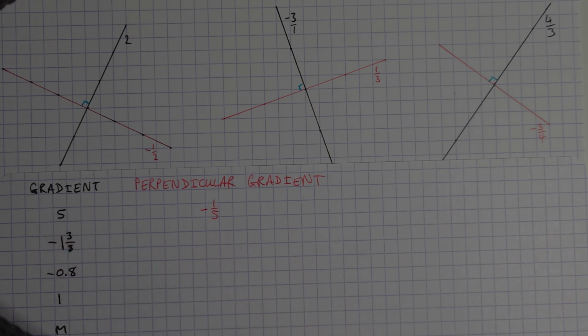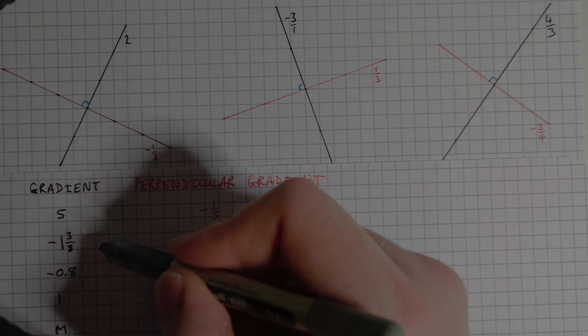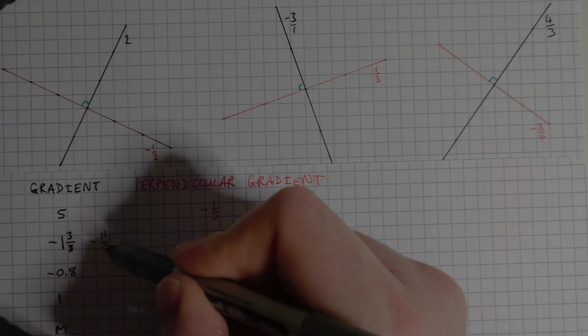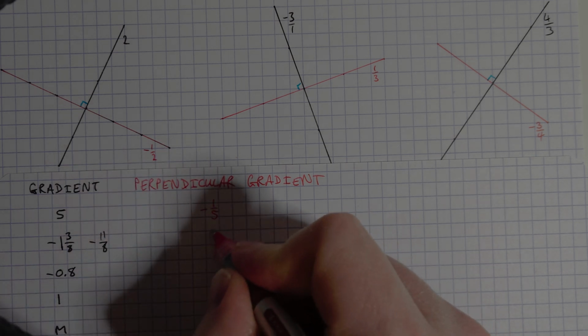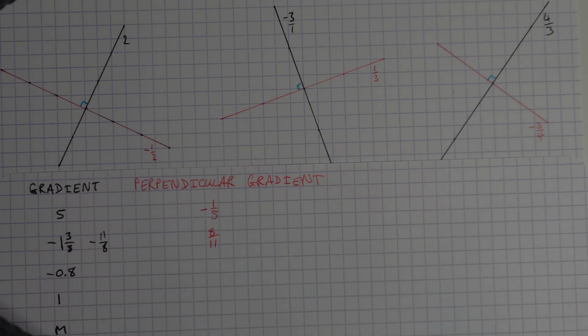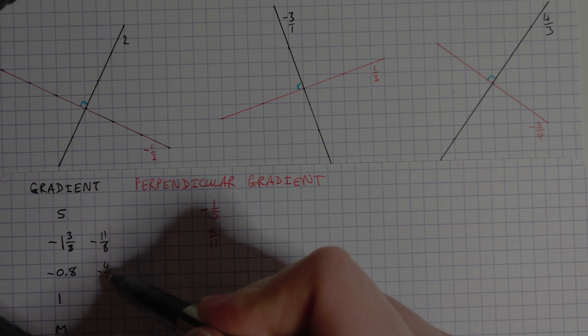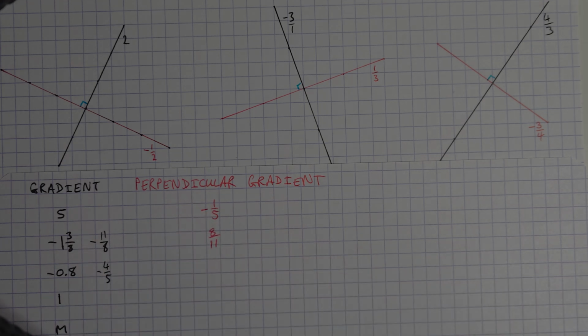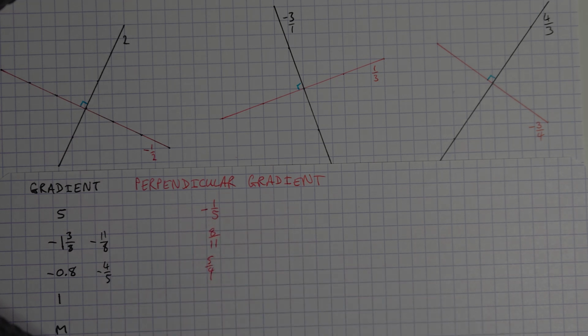I can't easily flip it over as it is, so I need to make it top heavy first. 1 times 8 is 8, 9, 10, 11 when you add the 3 on, so this is -11/8 to begin with. Therefore, when you flip it over, it's 8/11, and change the sign to positive. In the same way, it's quite difficult to flip over 0.8, but 0.8 is 4/5, isn't it? So the original gradient was 4/5. When you flip that over, that's 5/4, and change it to a positive here.